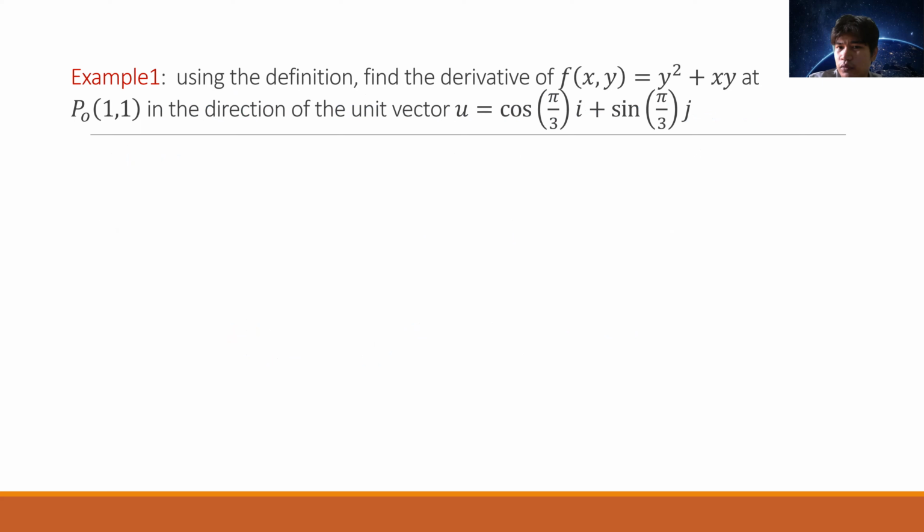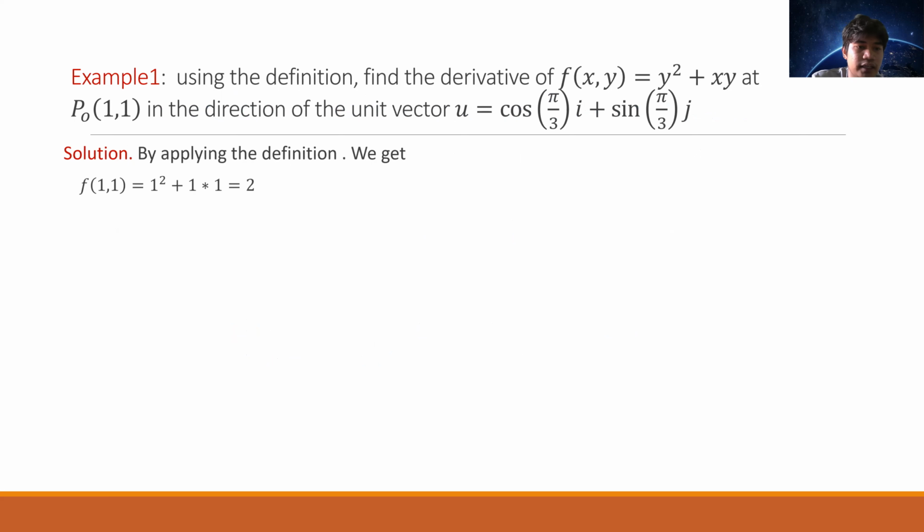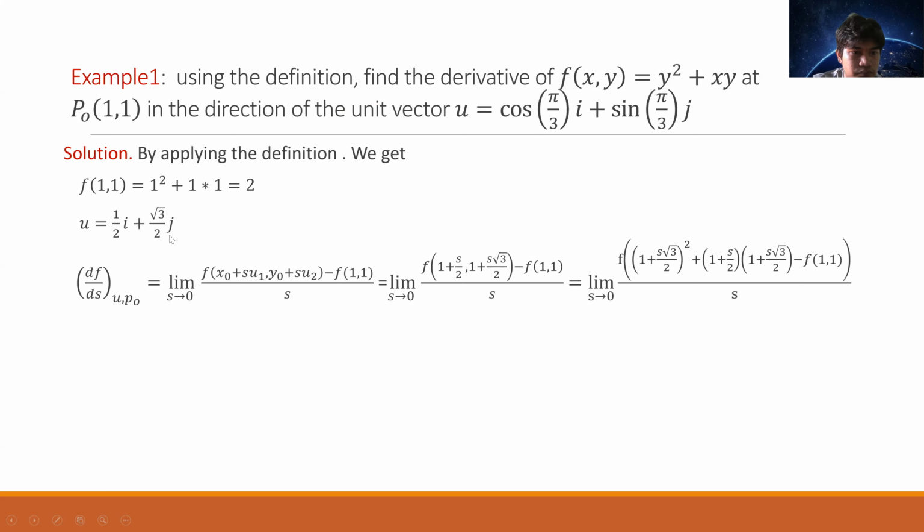Take a look at example number 1 here. Find the derivative of the function y square plus x times y at point p sub 0 in the direction of unit vector u equal to cos pi over 3 i plus sin pi over 3 j. By plugging the point (1, 1) into this equation, we got 1 square plus 1 times 1, which is equal to 2. And cos pi over 3 here is equal to 1 over 2, and sin pi over 3 here is equal to square root of 3 over 2.